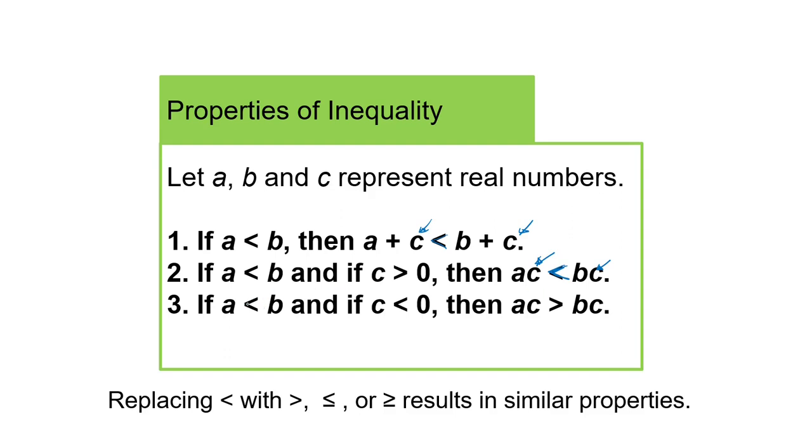If A is less than B, and if C is less than 0, a negative number, then multiplying both sides by C will cause the direction of the inequality to switch. So if I'm multiplying or dividing by a negative, it will cause the direction of the inequality to switch. If C is positive, it doesn't do that. So be careful. If you're multiplying both sides by a negative, you have to switch the direction of the sign. Same thing for dividing. If you're dividing by a negative, switch the direction of the sign.